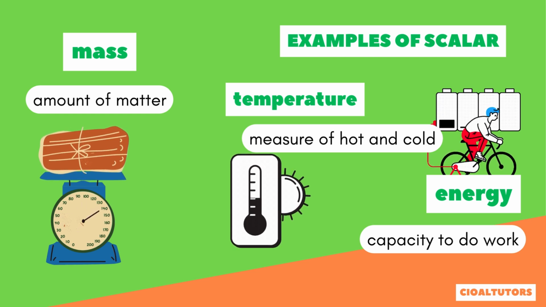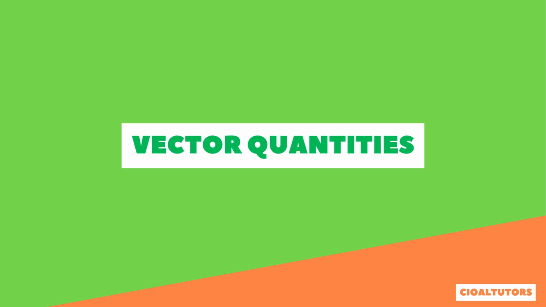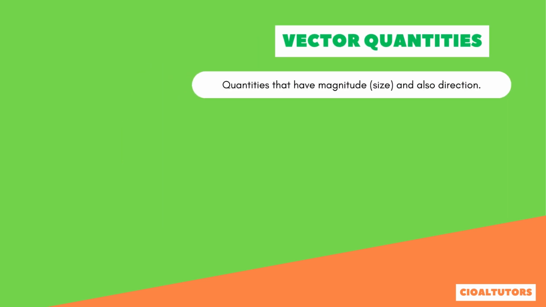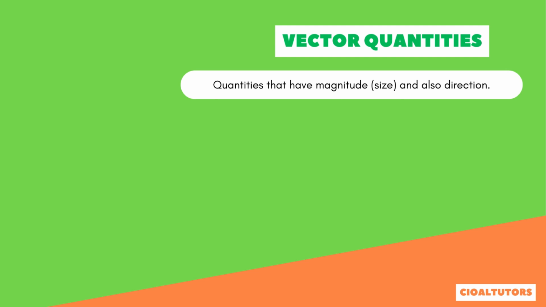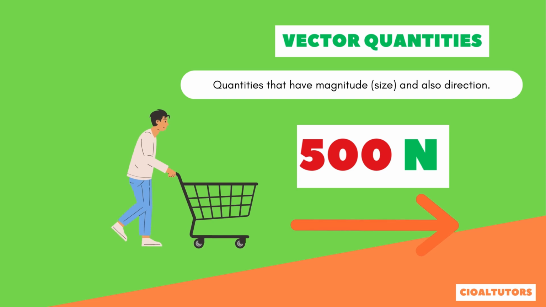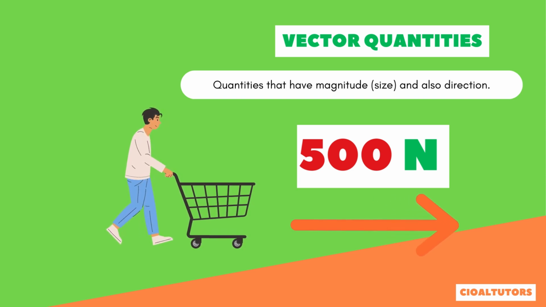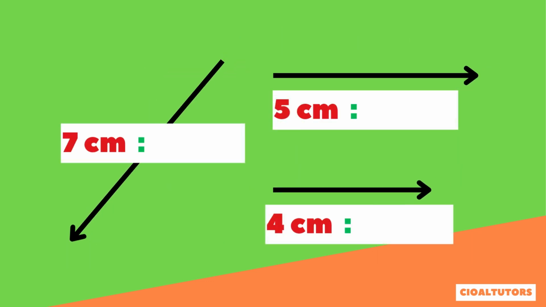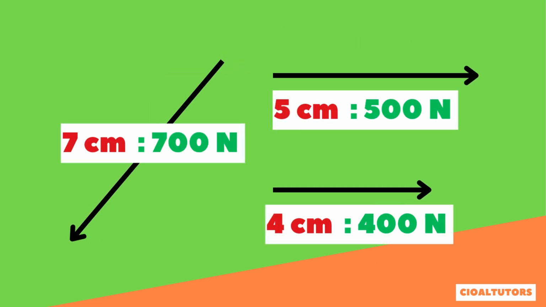Vector quantities. Now, let's talk about vectors. Unlike scalars, vectors have both magnitude and direction. They tell you how much and in what direction. Vectors are often represented by arrows, where the length of the arrow shows the magnitude and the direction of the arrow shows where it's pointing.